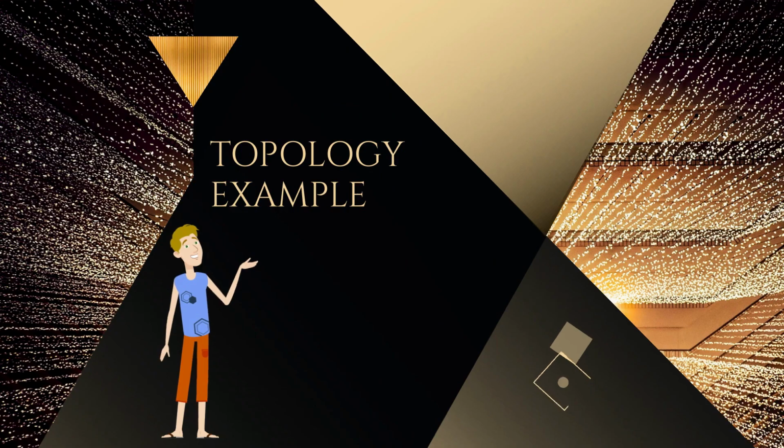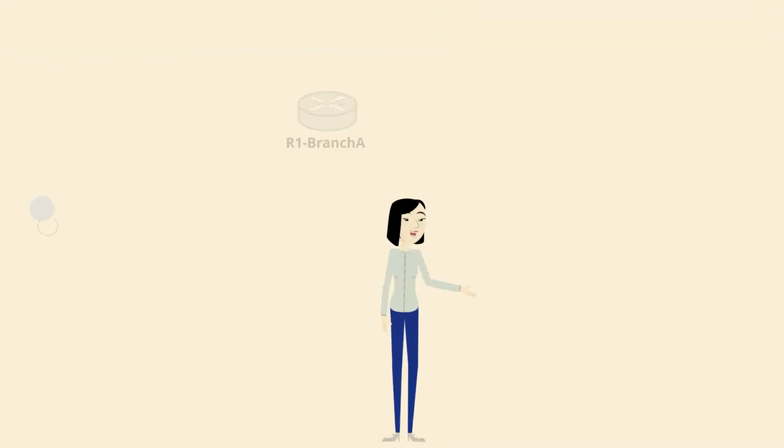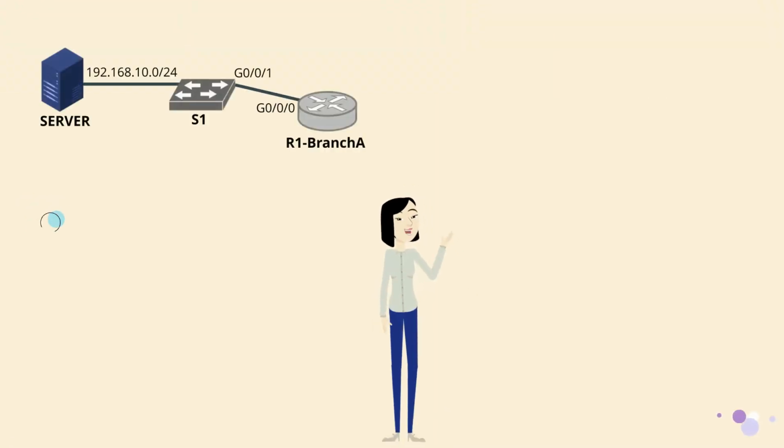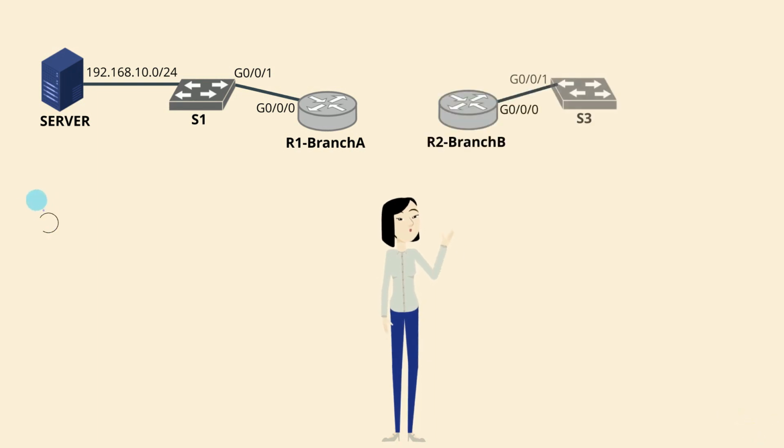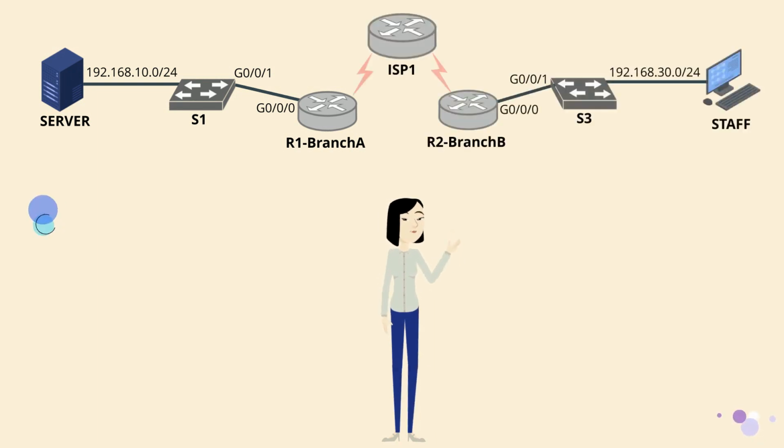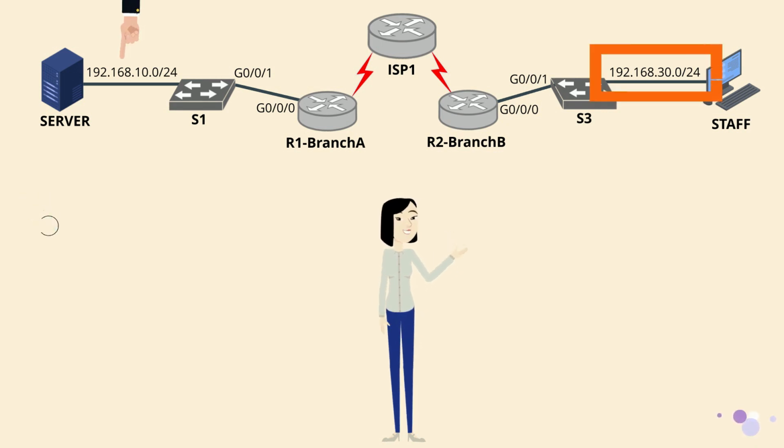Topology example. For this topology example, this side is branch A, and this side is branch B. Branch B allows traffic from this IP network to the 192.168.10.0 network.